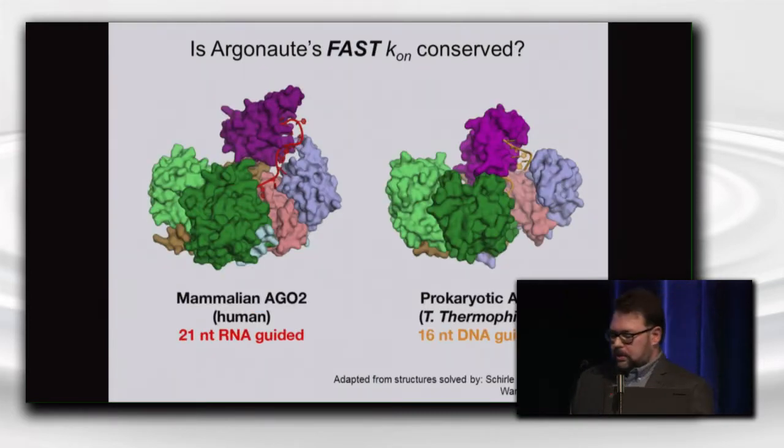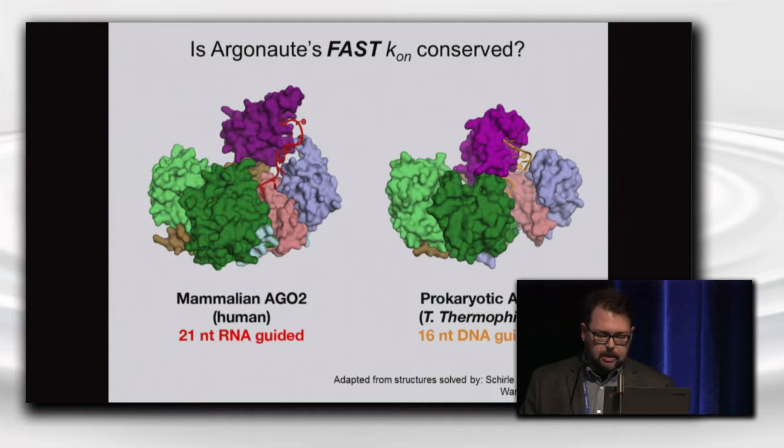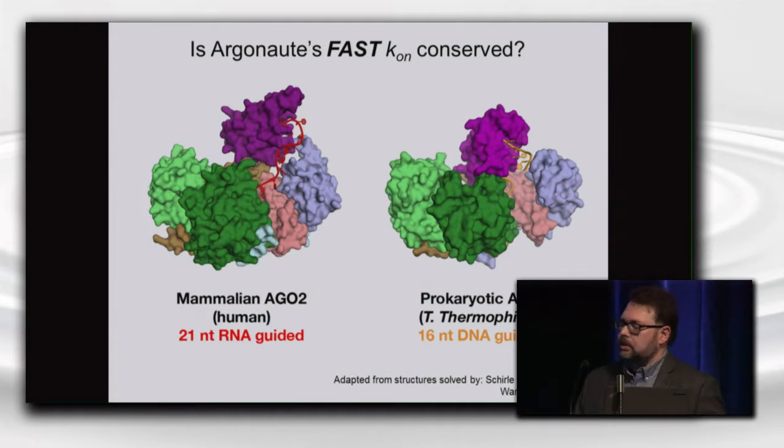So next, we wanted to ask whether this acceleration is actually conserved among Argonautes. On the left is the mammalian AGO we have been looking at so far, and on the right is the prokaryotic AGO, and these two Argonautes are separated by 2 billion years of evolution. And from some unpublished work from Seymour Lab, we know that TT-AGO actually uses a DNA guide strand, and also the guide strand is a bit shorter.